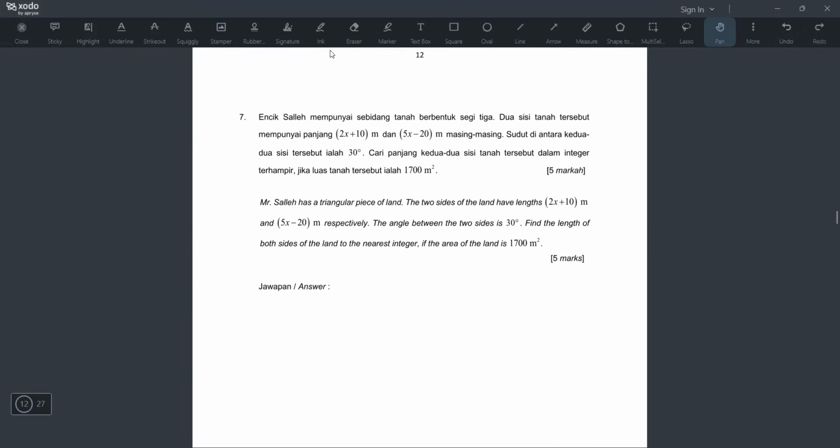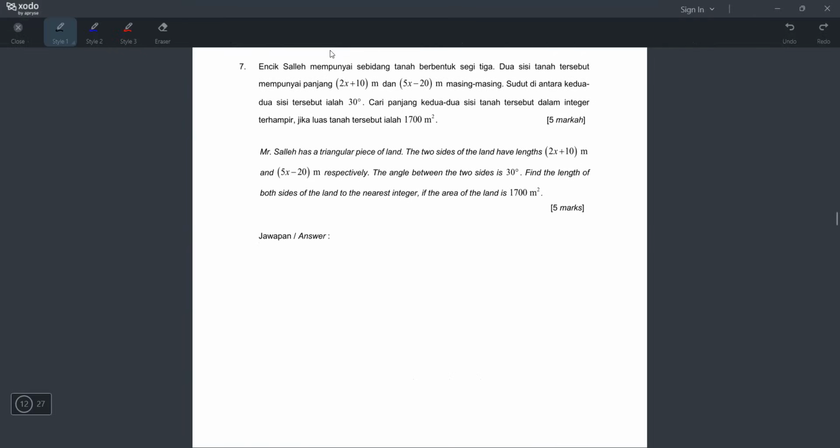Okay, let's continue. Okay, let's go. Number 7. Let's read. Mr. Saleh has a triangular piece of land. If I am you, I'll straight away draw the triangle. But I don't want to draw first because I don't know whether it's a right angle triangle or isosceles. So let's just read the whole thing first. The two sides of the land, the triangle, have lengths 2x plus 10 meters and 5x minus 20 meters.